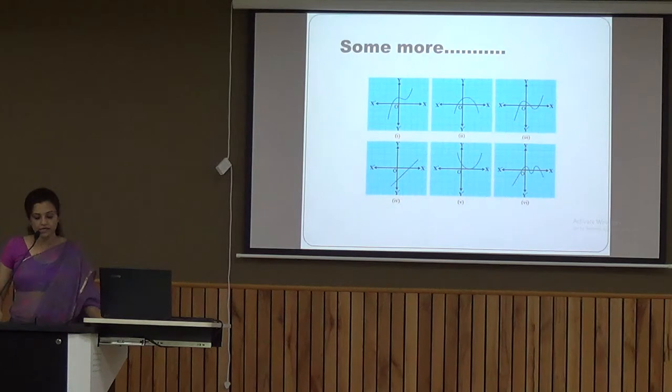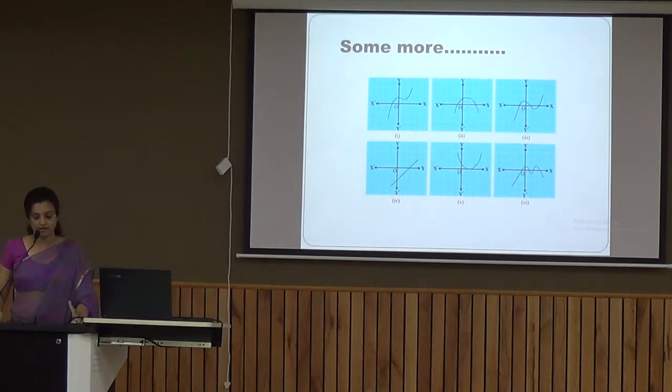If you can see, the first one intersects at 1 point, so 1 zero. The second one, 2 points, 2 zeros. The third one, how many? Tell me. Yes, 3. Fourth one, 1. See, the fourth one is a little tricky. Look at the fourth part.